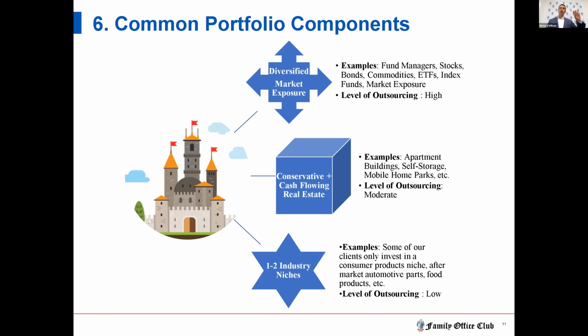So we talked about compartment 1, diversified wealth management, compartment 2, real estate, compartment number 3 is identifying 1 or 2 industry niche areas that are hopefully related to where you created your wealth or where you're going to put a stake in the ground going forward.